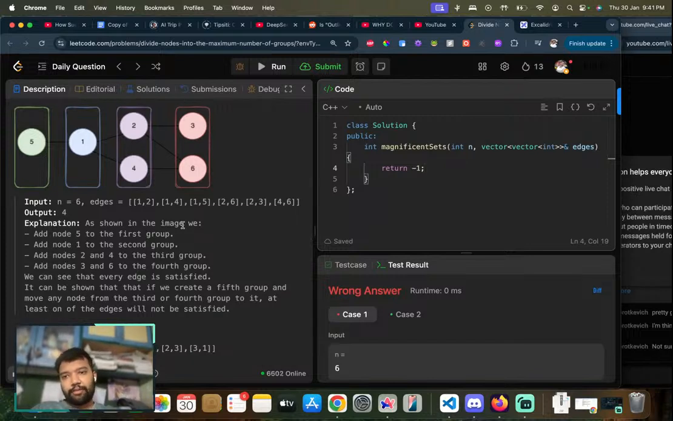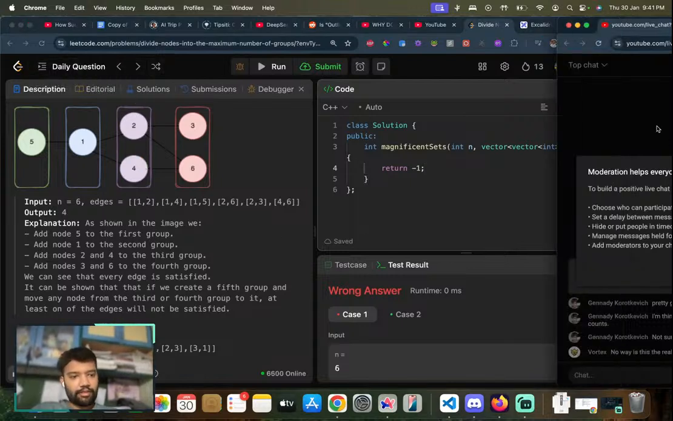If there is a cycle between, also I will have to check if there is a cycle like 1, 4, 2 in one row if there is a cycle.